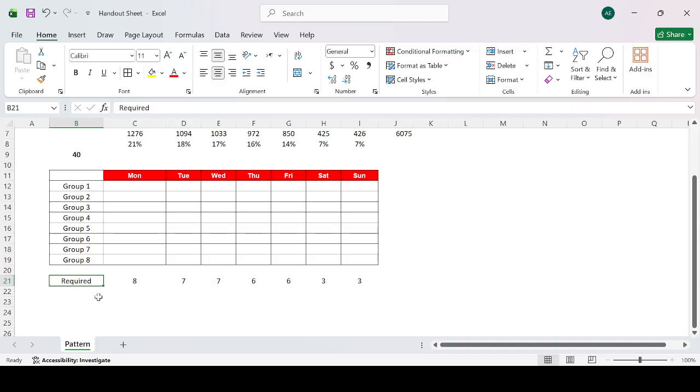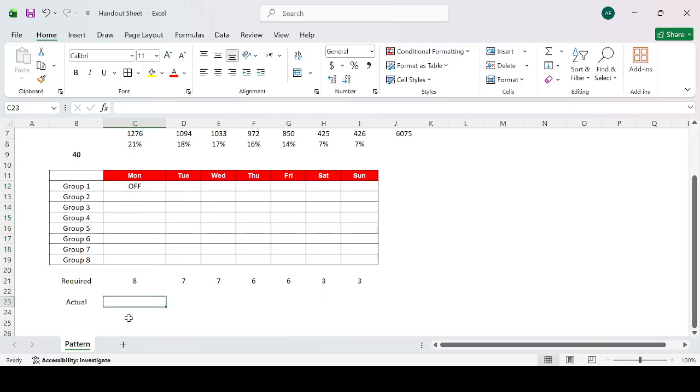Now we got the required. Let's see the actual. The actual will be counting the working shifts here, or deducting the off days from the working groups. I mean, we have here 8 groups. Let's assume that one group is off. So how many shifts are working here? We have simply 8 minus 1 group off equals 7.